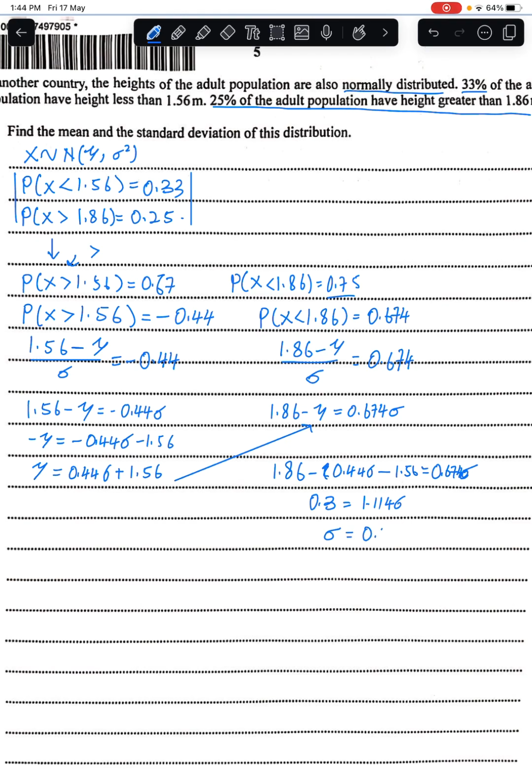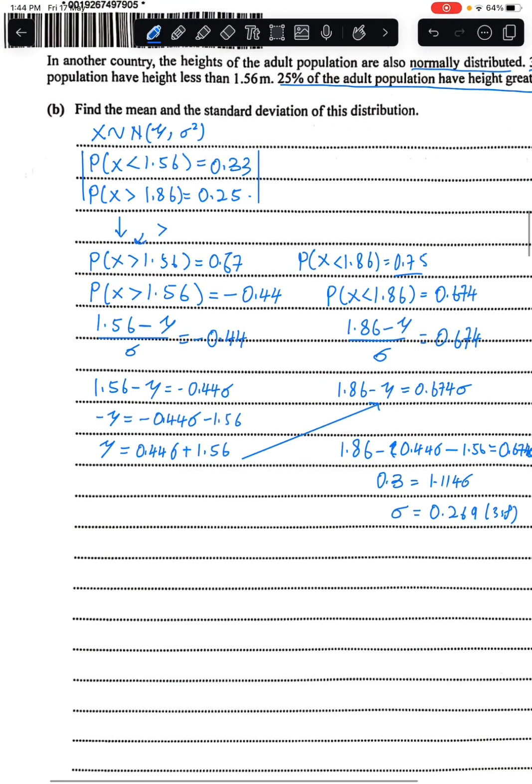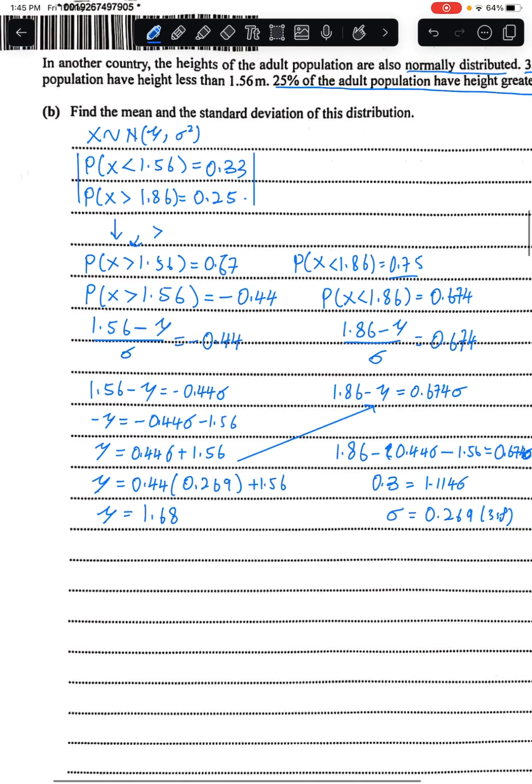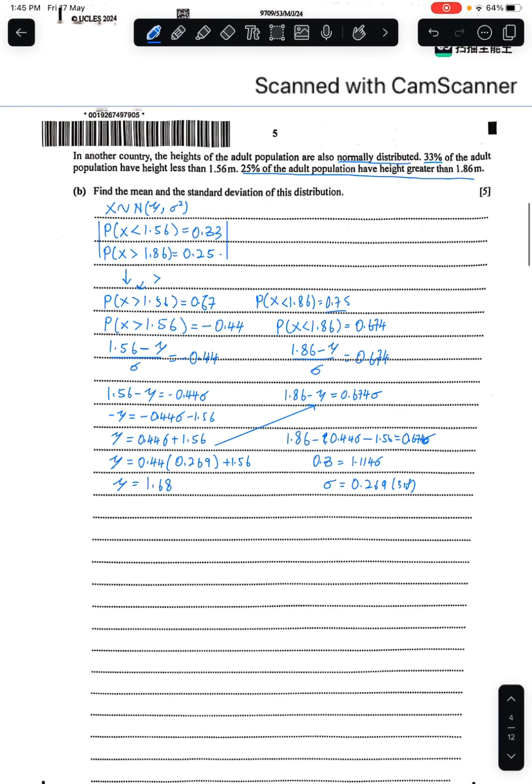So we got sigma is 0.269 to 3 significant figures, and we sub the sigma back here. Mean equals 0.44 sigma, which is 0.269 that we found earlier, plus 1.56. So the mean height should be 0.44 times 0.269 plus 1.56, which is 1.68. Okay, here we're done with question 2. If you find this a bit confusing, you can leave it in the comments and I will try to help you out. Sorry if it's a bit confusing.